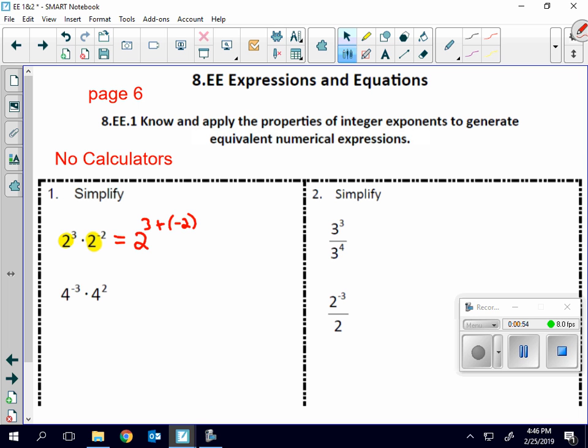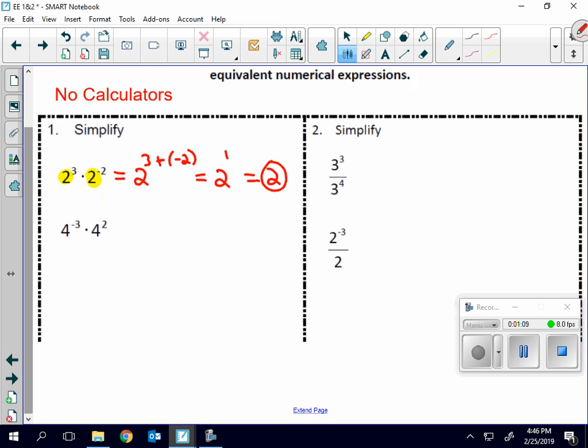All right, so let's do this here. This is going to be 2 to the, well, 3 plus a negative 2 is 1. And 2 to the first power is just 2. The second one here, again, we have the same base. The base is 4. And since we're multiplying, we're going to add those exponents. Negative 3 plus 2. Okay, and negative 3 plus 2 is now a negative 1. So it's 4 to the negative first power.